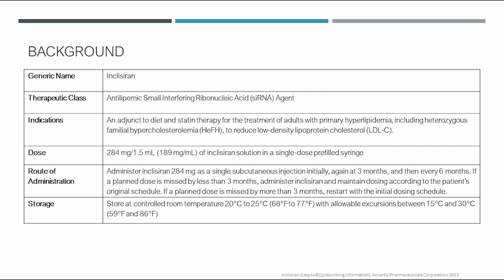If a planned dose is missed by more than those 3 months, then we do want to restart with the initial dosing schedule. So this does give us a fairly significant leeway if a patient does miss by just a couple of days or even a month or so, which is nice in terms of adherence and staying on schedule. This is a medication that needs to be stored at room temperature with excursions allowed from 15 and 30 degrees Celsius.